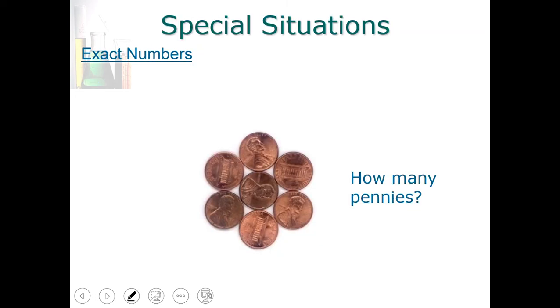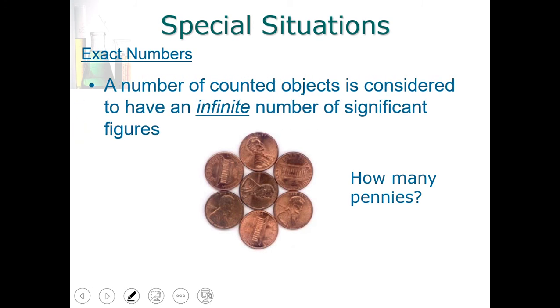Again, let's look at some special situations. How many pennies do I have in here? Okay, you're going to say 7. How about if I counter and say, well, how do you know that it's not 6.8 pennies? How do you know it's not 7.1? Well, no, this is an exact count. A number of counted objects is considered to have an infinite number of significant figures. Things that represent counting of objects are exact. We don't have to worry about sig figs.